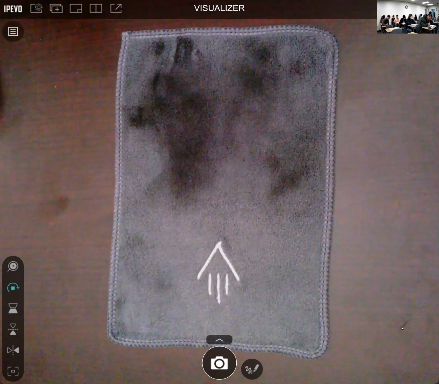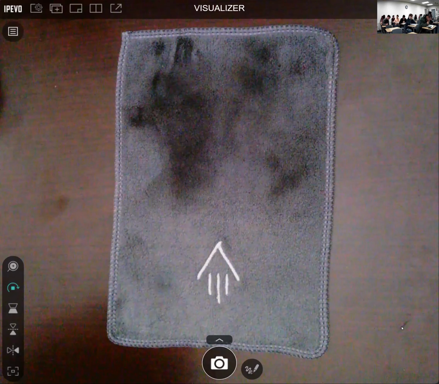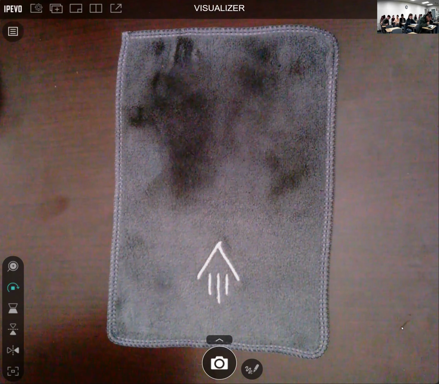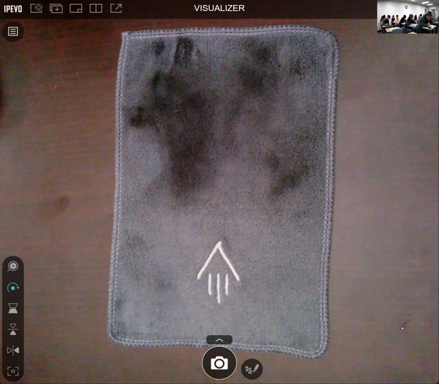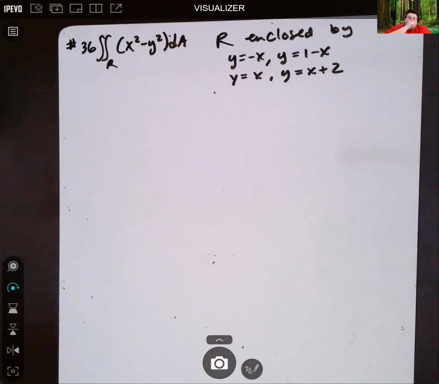Yes, cover the bottom one. Just cover this row. Let's start with the simple one.